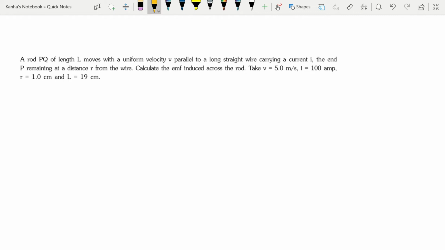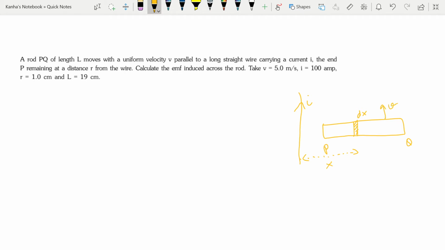A rod PQ of length L moves with the uniform velocity V parallel to a long straight wire carrying a current I, the end P remaining at the distance R from the wire. So let us just draw what is given in the question. You have a current carrying wire and you have a rod here. This is PQ, this is the current I, this is the length element dx, and this distance is nothing but small x.